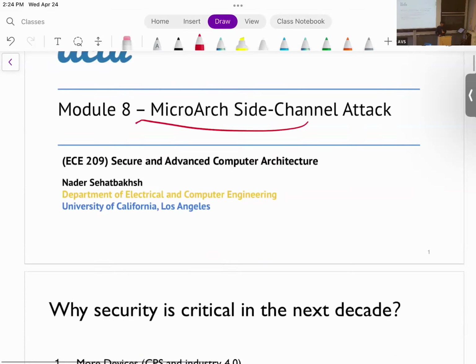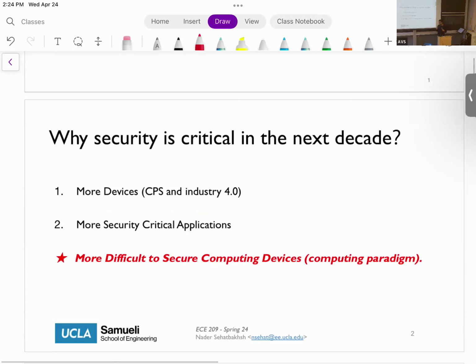Okay. Of course, when you are talking about security, you have to understand why this is a big deal. And the reason for that is essentially we envision that we're going to see many, many more devices in the next few years, and we are even seeing it now. And then the second big thing is that not only do we see more devices, but we're going to see these devices controlling many more security critical applications.